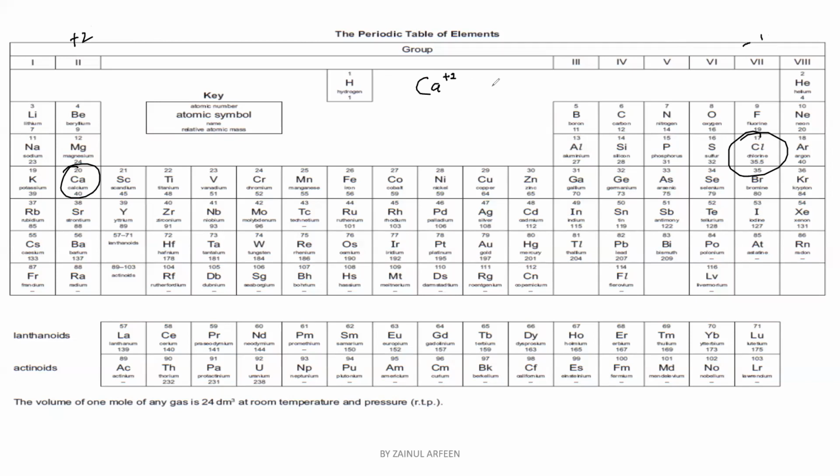Calcium's valency is plus 2 and chlorine's valency is minus 1, so we simplify and cross multiply. The formula of calcium chloride is CaCl2. It means we have to draw one calcium and two chlorine atoms. Calcium should have 20 electrons and chlorine should have 17 electrons. So we have to draw one calcium.